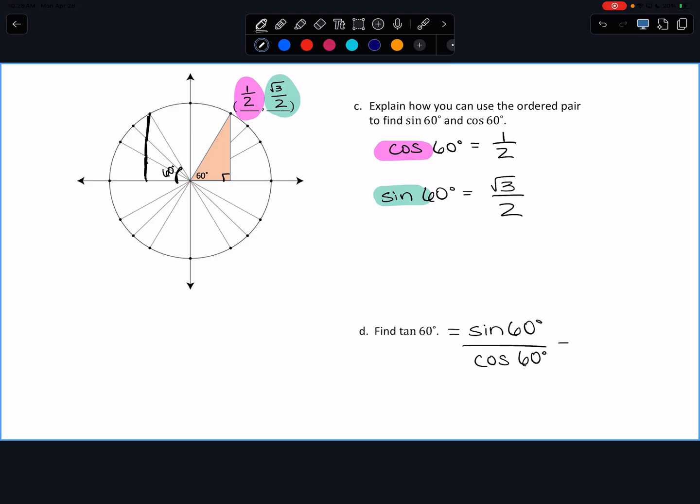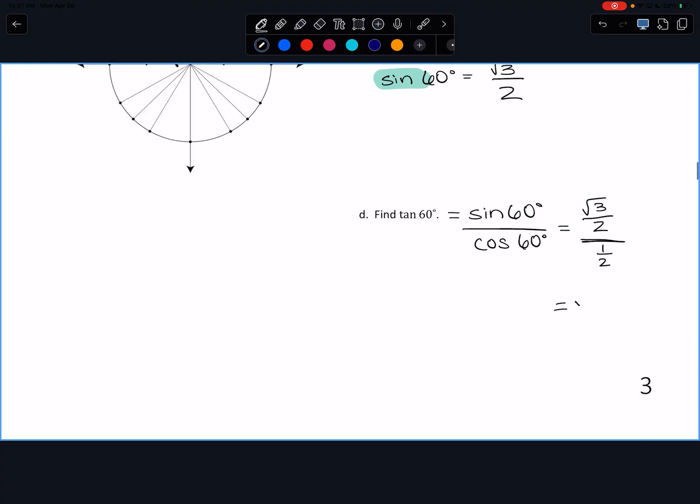So sine over cosine. So what's the sine of 60? Square root of 3 over 2. Didn't we just write it? And then divided by the cosine of 60, which is 1/2. Keep, change, flip. Square root of 3 over 2 times 2 over 1. Won't those just simplify? And you get square root of 3. So don't forget all that stuff before the break, okay? All that trig. Questions for me? Yes, ma'am. Sure, thank you for asking.